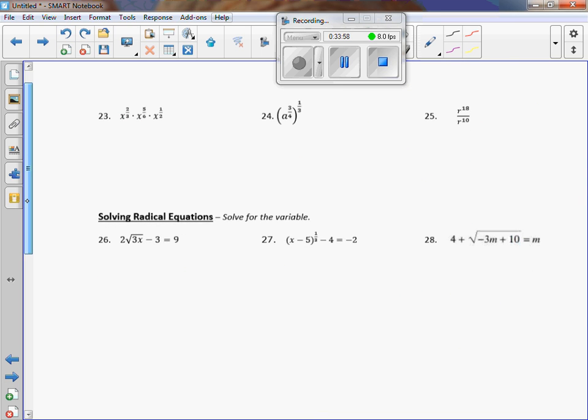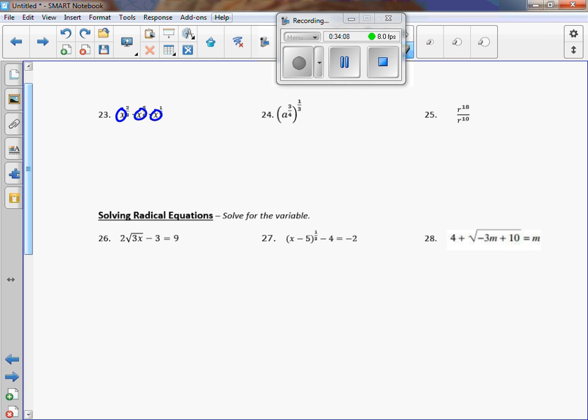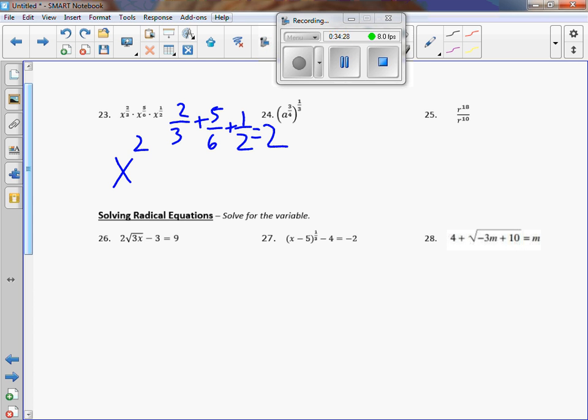Moving to number 23, we're multiplying, and notice we have the same base on all of them. If we have the same base on all of them and we're multiplying, what we're going to do is take the exponents and add them. Your handy dandy calculator will do this complicated fraction addition for you. You'll find out this all equals 2. So our answer is x to the 2nd power, or x squared. That's all you have to do when you're multiplying and all the bases are the same.